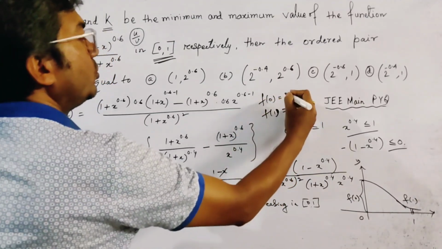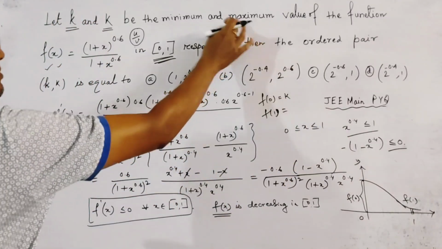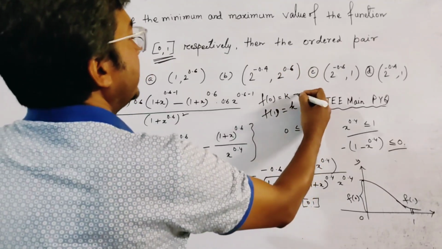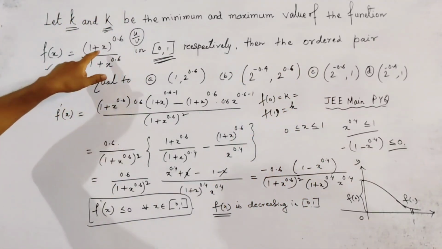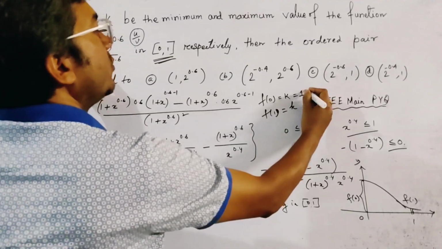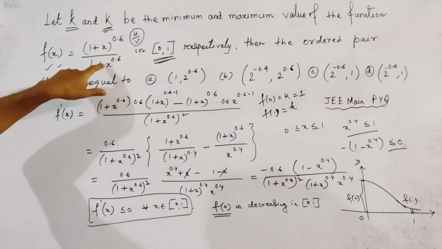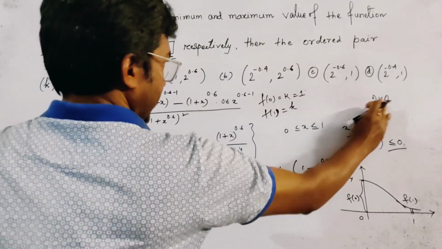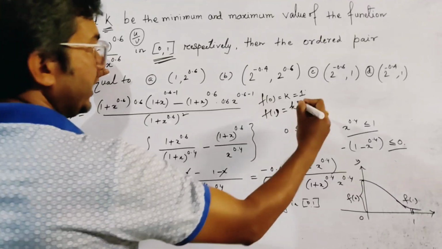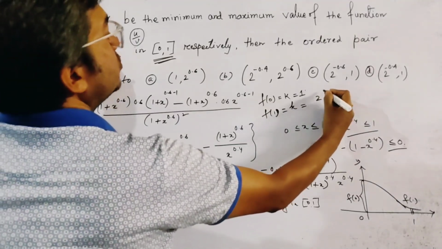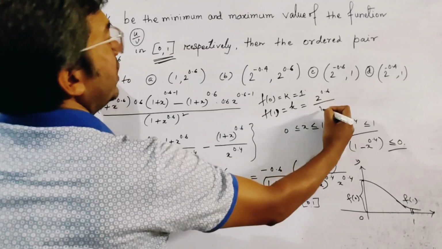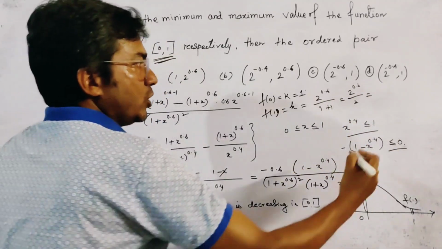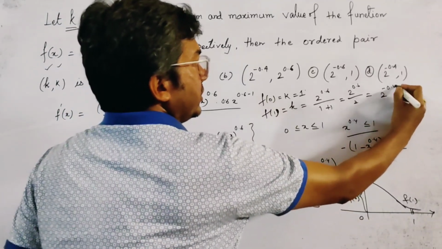And f of 0 means capital K. This is the maximum value, capital K, and this is small k, right? And clearly f of 0, if we put here x equal to 0, then we get clearly 1, because 1 by 1. And if we put here x equal to 1, then we get the value of small k. This is 2 to the power 0.6 by (1 plus 1). So 2 to the power 0.6 by 2, and it is obviously 2 to the power minus 0.4.